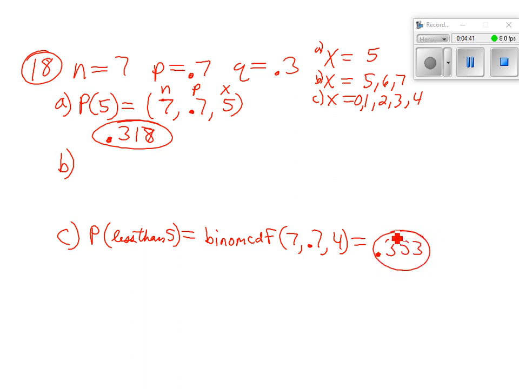Now, for C we were finding the probability of 0, 1, 2, 3, or 4. For B, we want the probability of 5, 6, or 7. We already have the 5. If you put all these together, that's the whole thing, which should be 1. So we can just take 1 minus that 0.353. What's that give us? 0.647.